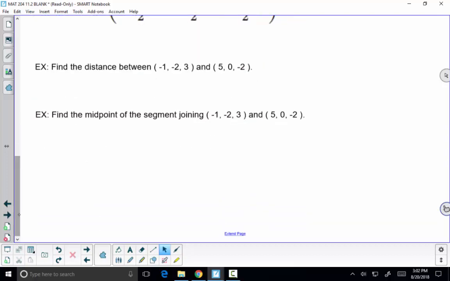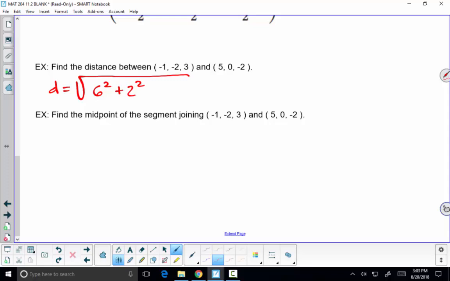All right, so if we want the distance between these 2 points, we're going to say that the distance is equal to the square root of the sum of the squares of the differences of the corresponding coordinates. So change in x, change in y, change in z, square them. So 5 minus minus 1, 0 minus minus 2, negative 2 minus 3 is negative 1.